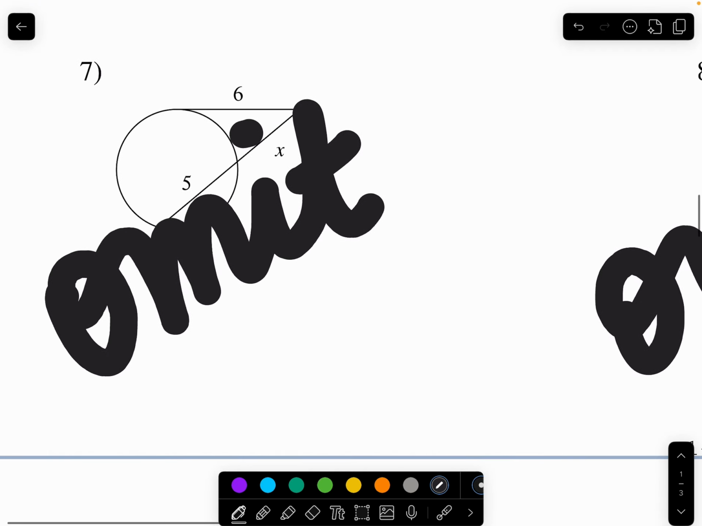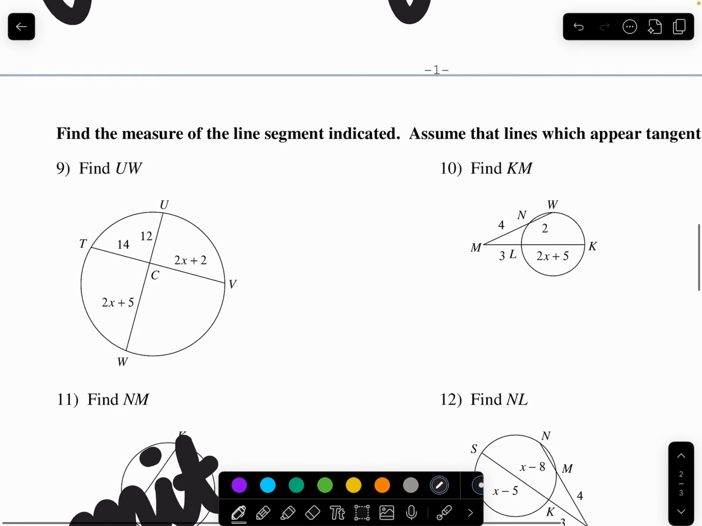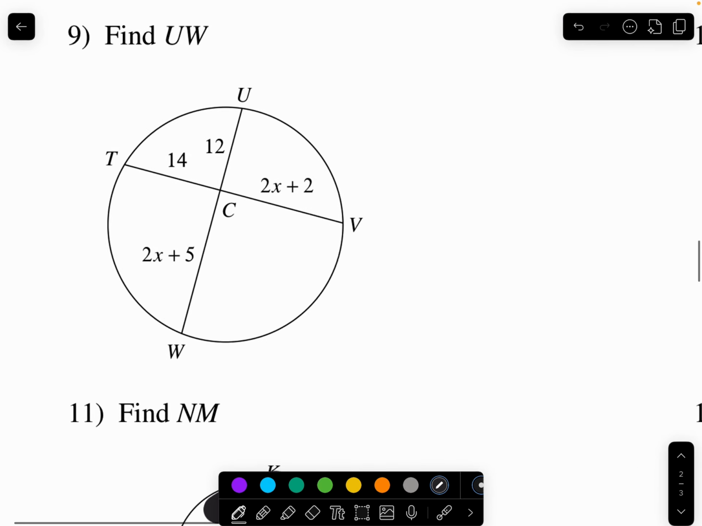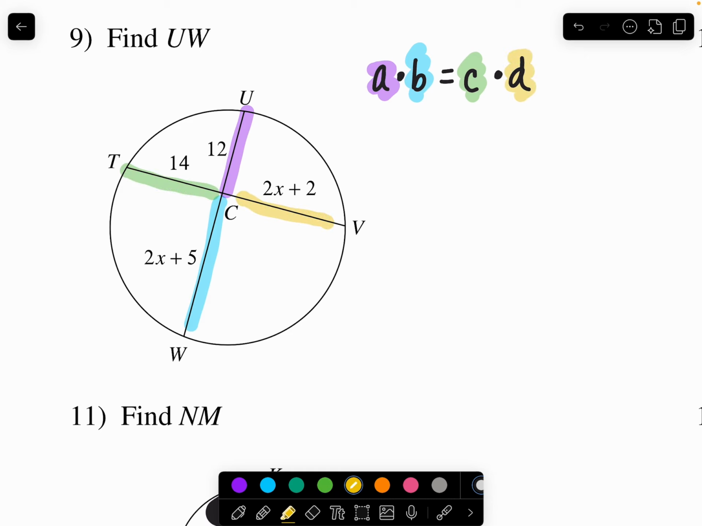All right, we're going to omit 7 and 8 because those are going to give us a quadratic equation. So we're not going to worry about that. And we're going to skip to number 9. For this one, it's going to be A times B equals C times D. We'll make that A. That'll be B. That'll be C. And we'll make that D.